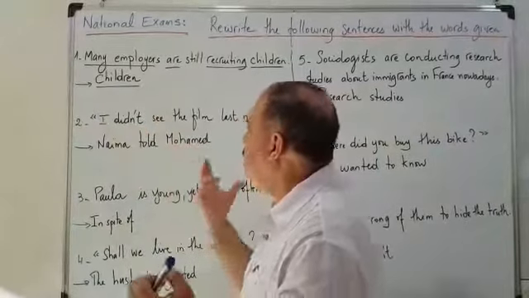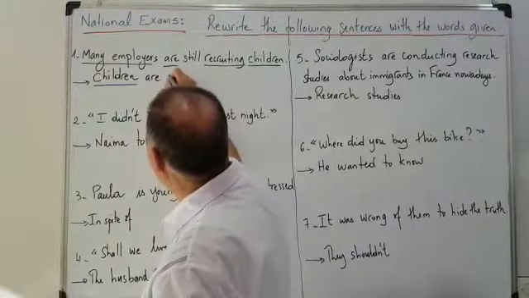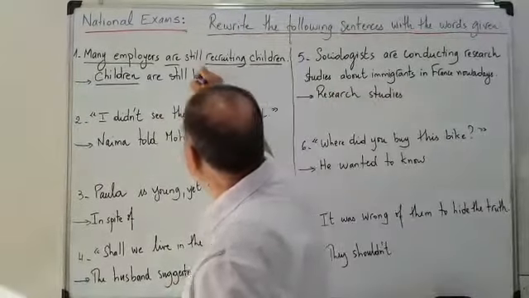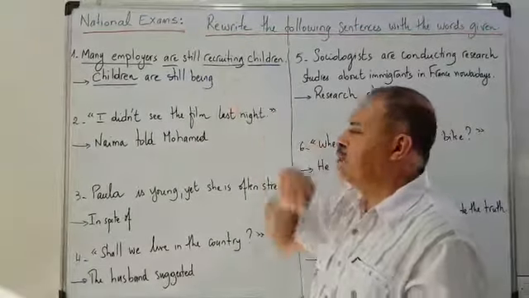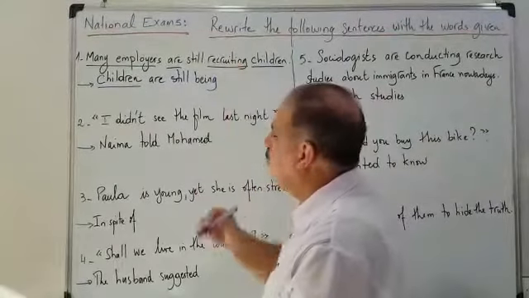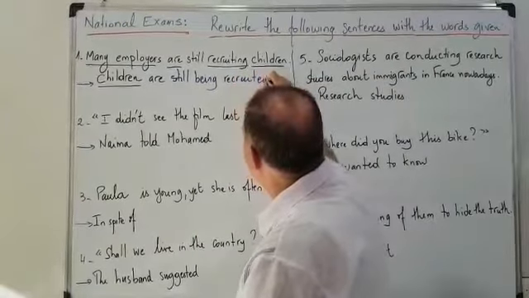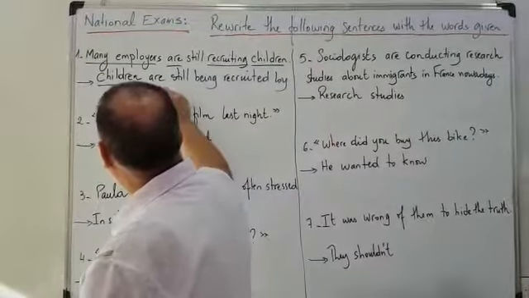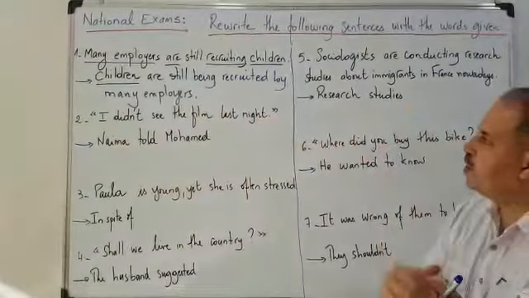Children is the object and it becomes the new subject. And are still, we should not ignore this, are still being. Now, to be should take the form of the active verb, which is ing. Are still being, and then recruit in past participle: are still being recruited by many employers. Now we have a passive voice from the sentence.